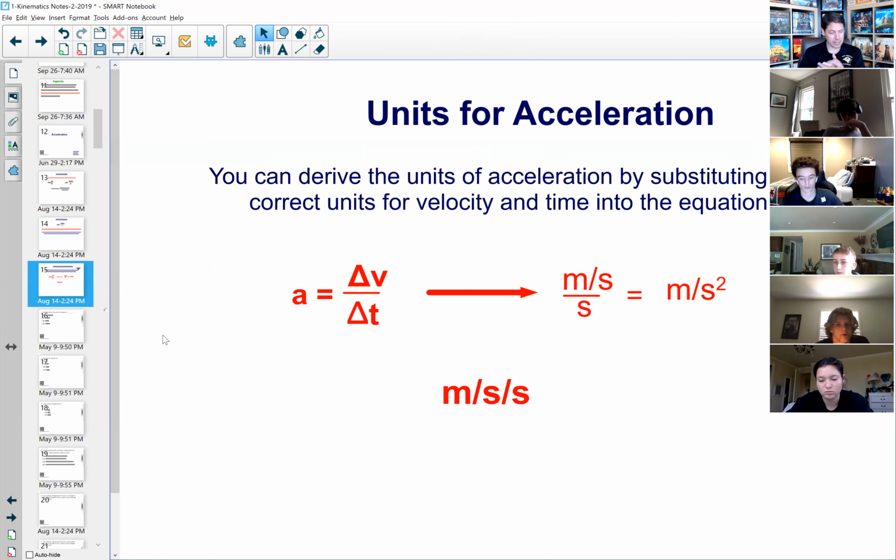Any questions about acceleration? That's it for the definition. Now we're just going to practice a couple problems before we move on to the next topic. All right. Hearing no questions, we'll keep moving.